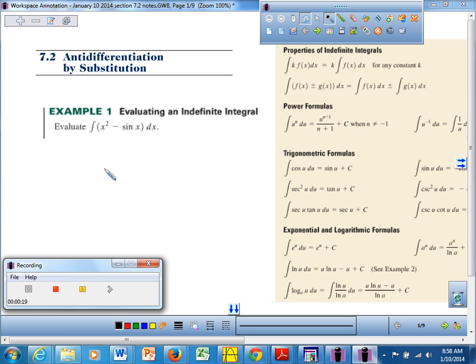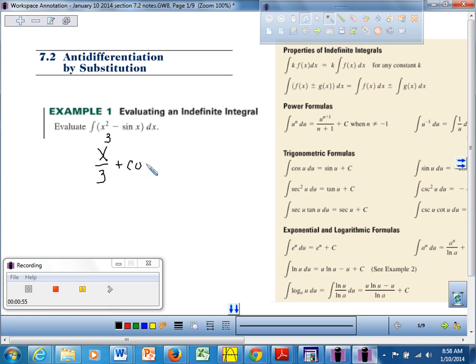This we know how to do. Evaluate the integral of x squared minus sine x dx. What do we get? X cubed over 3. And what did you start with to get negative sine x? Plus cosine x. Then? Plus c. It's our reminder, indefinite integrals have plus c.